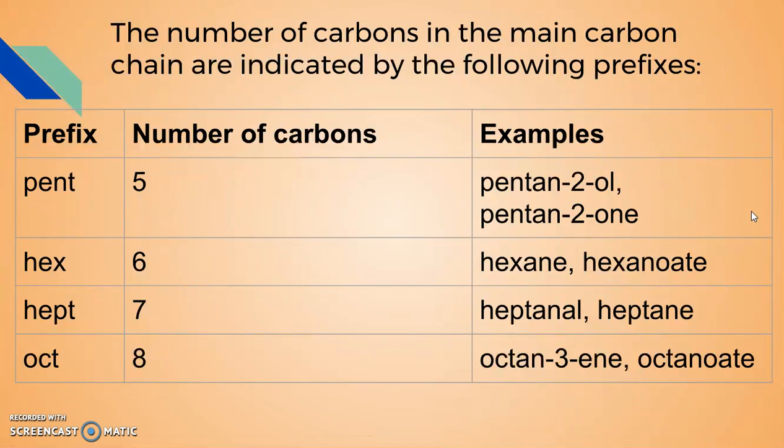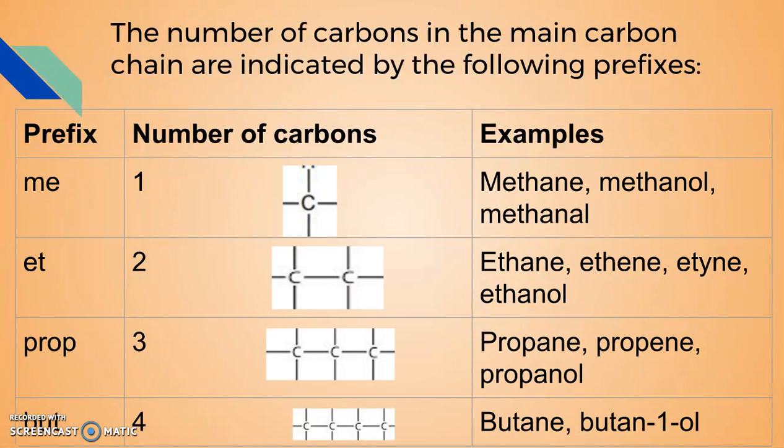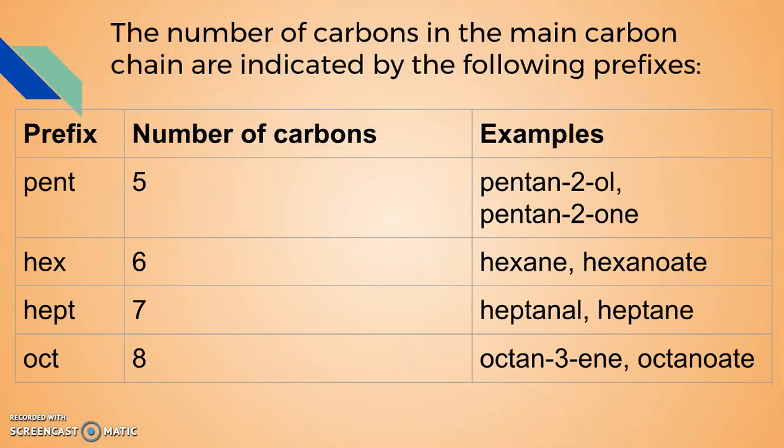You should be able to identify the prefixes up to a chain of 8 carbons. That means you must know the prefixes of the first 8. 1 meth, 2 eth, 3 prop, 4 but, 5 pent, 6 hex, 7 hept, and 8 oct. In this video, there is an example of the different kinds of compounds that you can find. Pent, which has 5 carbons. Examples of that will be pentan-2-ol or pentan-2-one for the alcohol or the ketone.